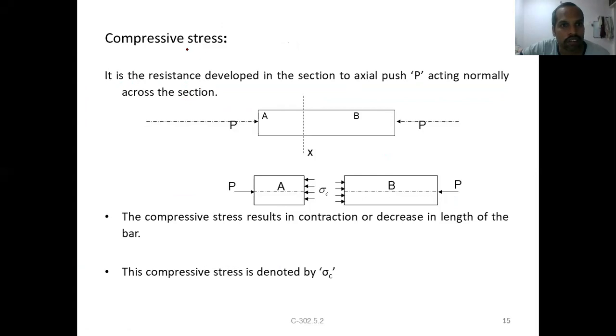Now, what is the compressive stress? It is the resistance developed in the section to an axial push acting normally across the section. We already know what is axial, and we already discussed what is normal. Normal means perpendicular to this one, so the load is acting perpendicular to it. Axial means the load is acting along the axis of the member. If you cut a section XX here, the free body diagram is shown with the load acting towards the member, and that is nothing but compression.